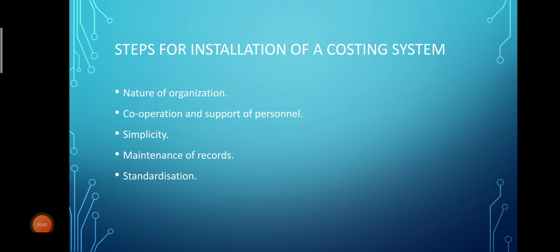First point is nature of organization. Nature of organization means that before installation of cost accounting, the first and foremost work is to study the nature of the industry and what type of organization it is, and whether, if a cost accounting system is installed, it is useful for the industry or not.